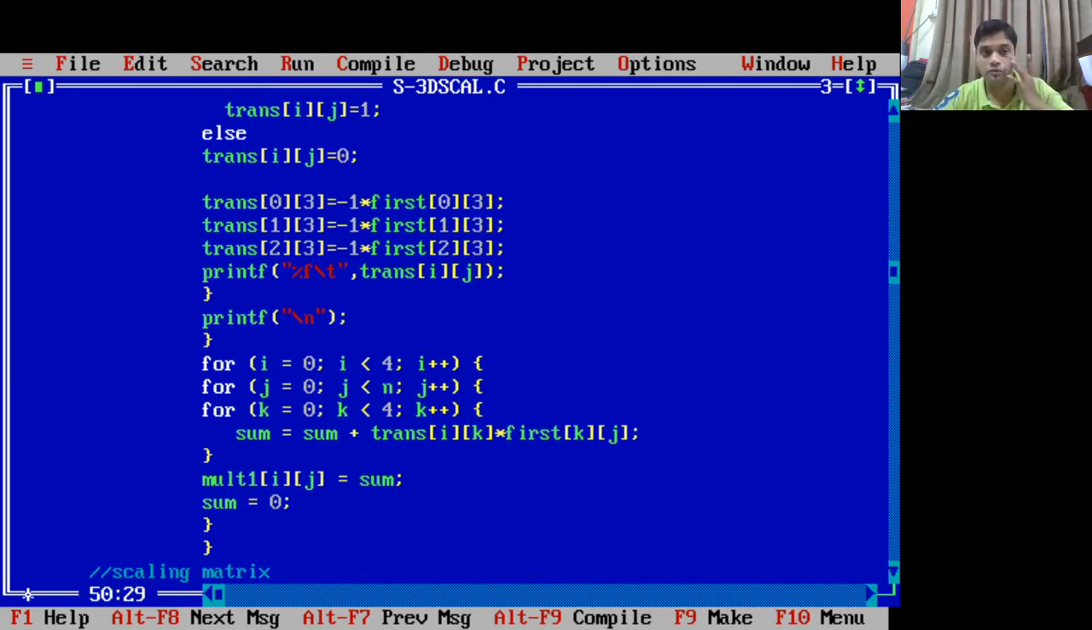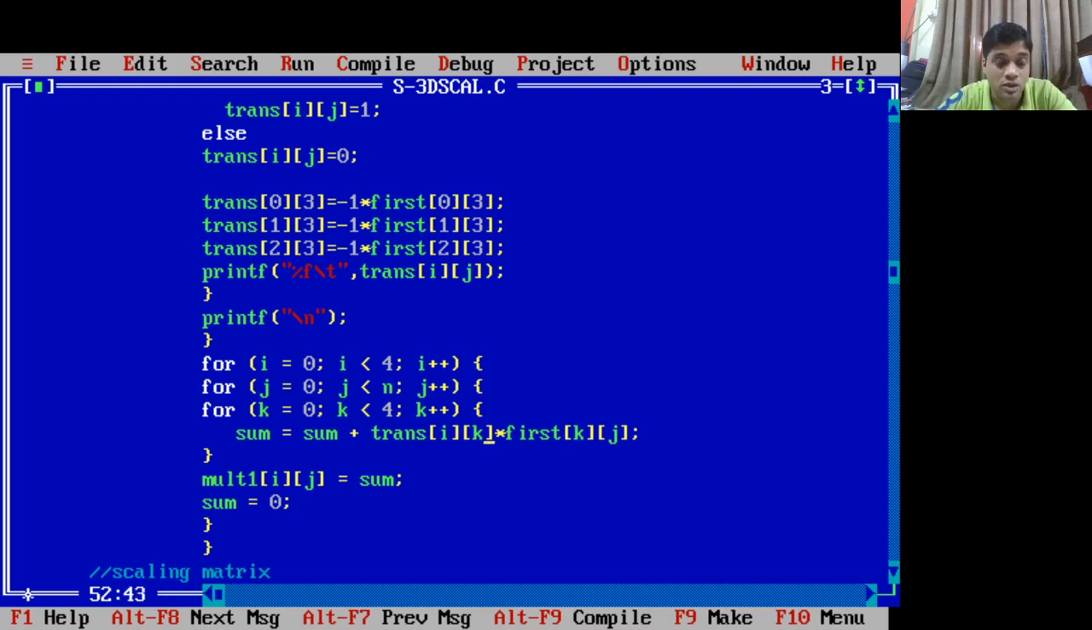And then I am multiplying that back translation matrix with the object matrix using three for loops. So for I equal to 0, I less than 4, I plus plus. For j equal to 0, j less than n, j plus plus. For k equal to 0, k less than 4, k plus plus. Now what we are ensuring over here, while we carry out the multiplication, the trans of ik is multiplied with first of kj. So number of columns of the first matrix should be equal to number of rows of the second matrix if we want to multiply two matrices. So that condition we are keeping here, and that is the reason why we don't have to check again.